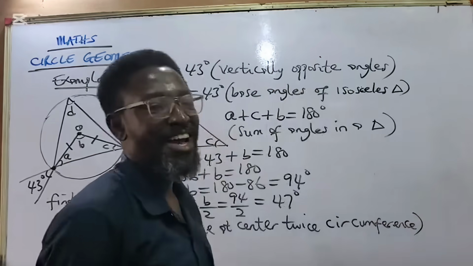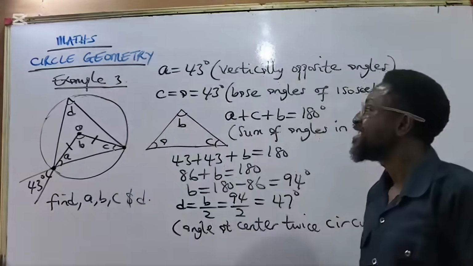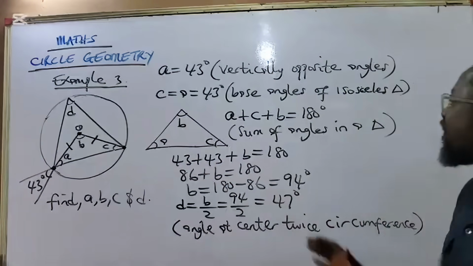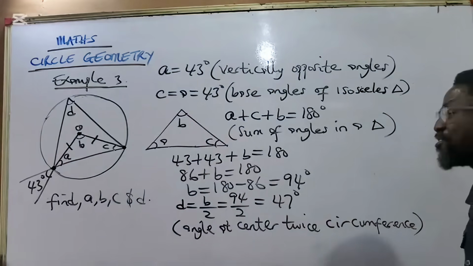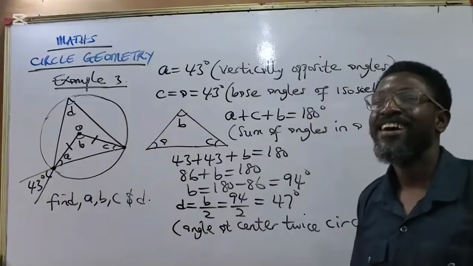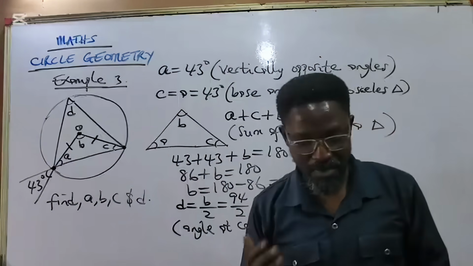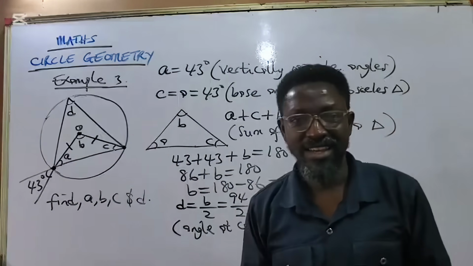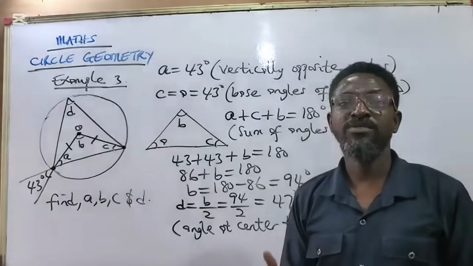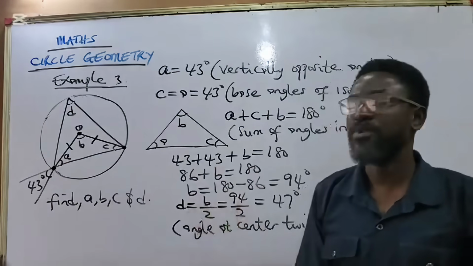Angle at center twice circumference. So I'll show you how to break this thing down to get all the givens, all you know in this particular question. It is not something difficult, like I say, it's just for you to understand the basic theorems. If you understand the basic theorems, you can actually handle most of this question, most of this mathematics. Okay?